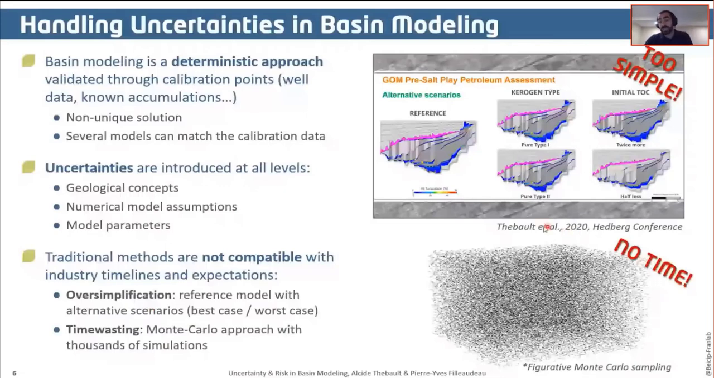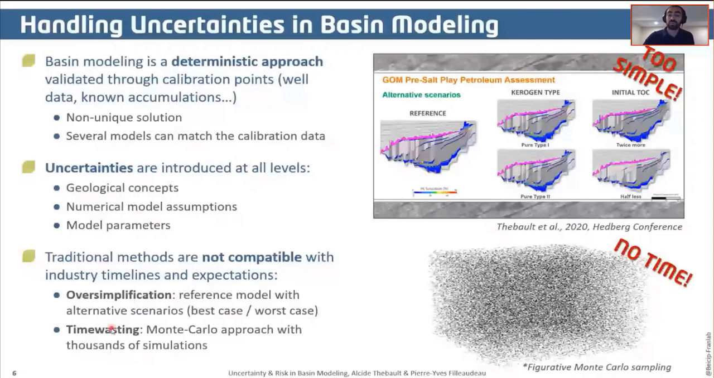The slide is relatively nice with the reference case, some examples if we test various kerogens, various values for TOCs. So it gives you an idea of what you can get, but there is no quantification. There is no probability. You don't know which model is the right one, and you don't know if you have tested everything. So yes, it gives you a qualitative idea, but there is no quantitative idea, and you don't know everything that is possible.